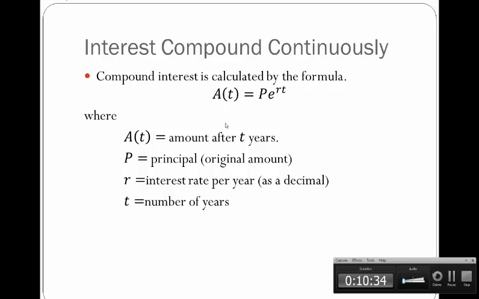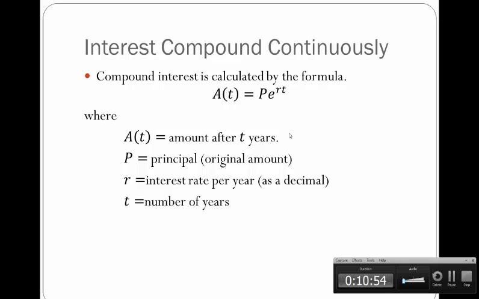But here's the formula. The amount after time t in years is the original amount times e to the rt. All the same values, it's just we don't have n in this case, because we know what n is anyway. It would be going to infinity.